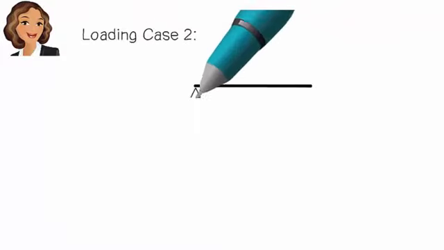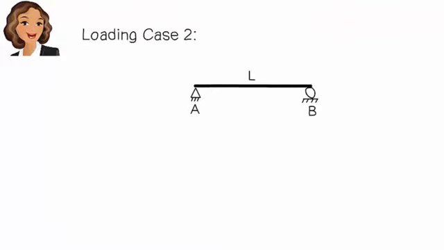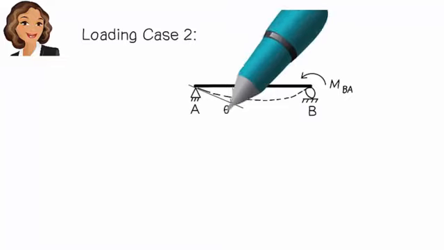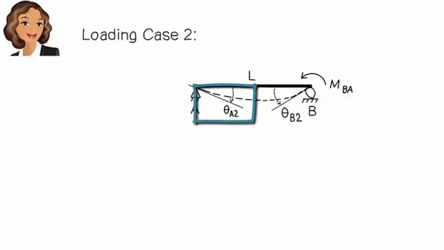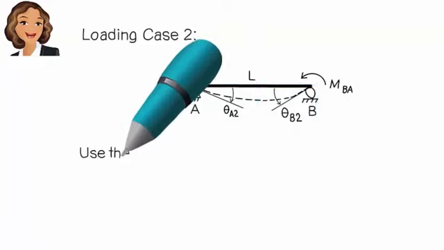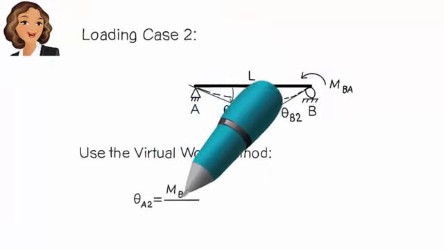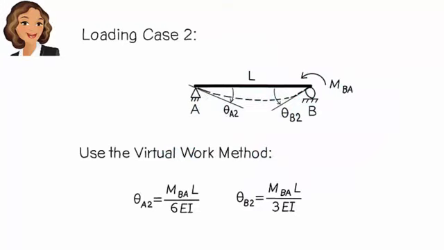Loading case 2. The load is a counterclockwise moment placed at B. The bending moment is labelled MBA, and the end rotations are labelled theta A2 and theta B2. Similar to case 1, using the virtual work method, we can easily determine these end rotations.